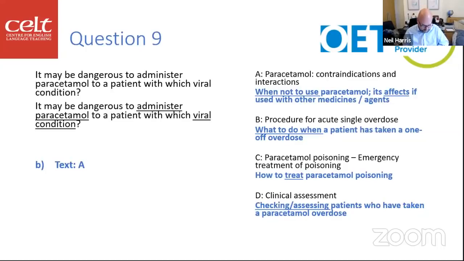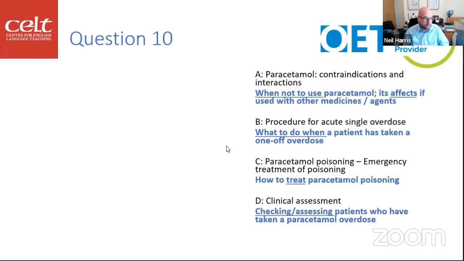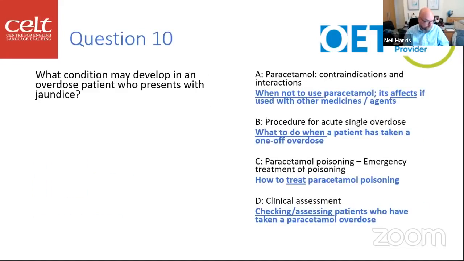I think about which text this might appear in. I try to predict the kind of information that I'm looking for. It's a condition, it's a viral condition. I realize that it's a noun, and then my answer, HEP. Notice how OET here enables two possible answers, either hepatitis C or hep C. We'll do one more together, question 10.